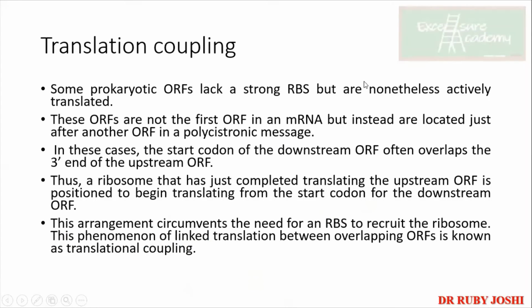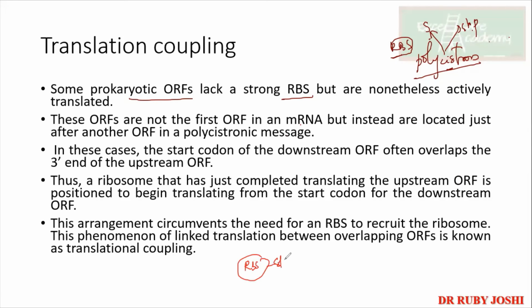Now translation coupling, this is also important. Right now what we have seen was about polycistrons, right? In the case of prokaryotes, we saw polycistron. But in the case of the polycistron, each cistron has its own start codon and stop codon, correct? And the RBS was present. If you have seen in the previous figure, RBS, start and stop were there. In a few cases, prokaryotic ORFs don't have a strong RBS, but still they are actively translated. In this case, ORFs are not the first ORF in an mRNA, but are located just after another ORF in a polycistronic message. So what does it mean? In this case, you have one RBS, start codon, followed by stop codon, and immediately you have the start codon.